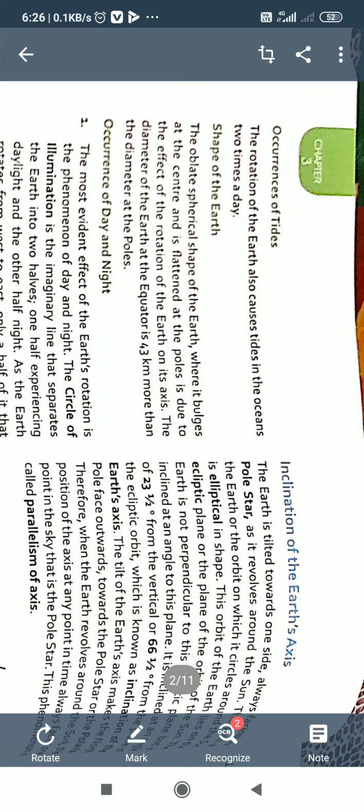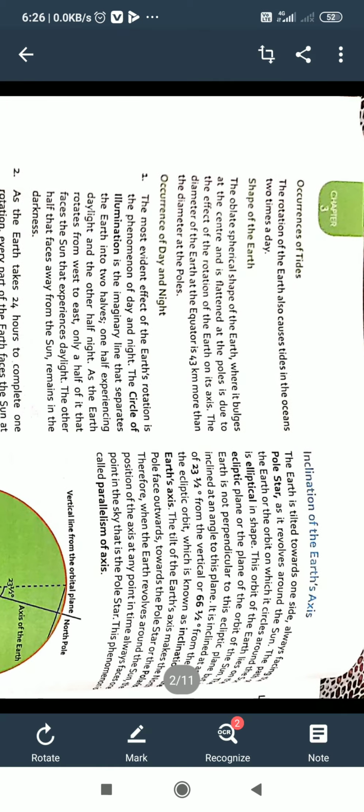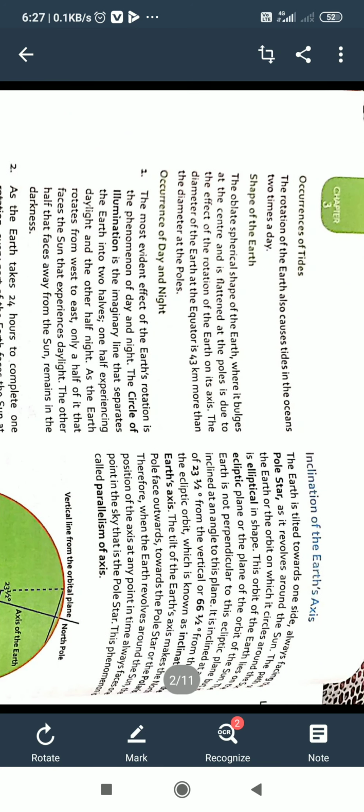Now student, I am going to tell you about the inclination of the earth's axis. The earth is tilted toward one side, always facing the pole star, as it revolves around the sun. The path of the earth, or the orbit on which it circles around the sun, is elliptical in shape. This orbit of the earth lies on the elliptical plane, or the plane of the orbit of the sun.